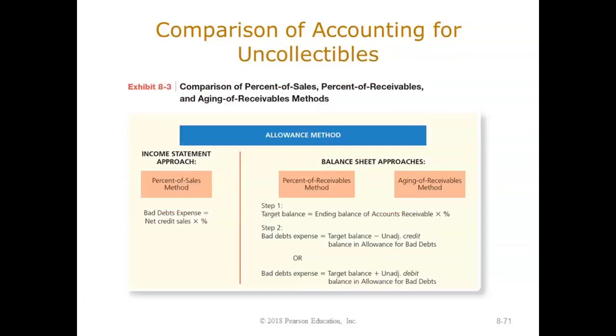Truly, the aging of accounts receivable is probably your best approach because it uses more of a balance sheet approach, so you can estimate, and it gives you a better picture of what's going on in your business. And the other thing too is it's a more conservative estimate. So the balance sheet approach for the aging of AR meets a lot of accounting criteria.